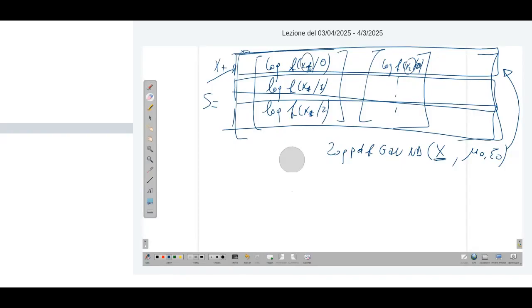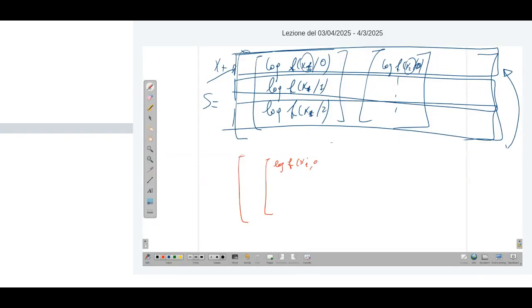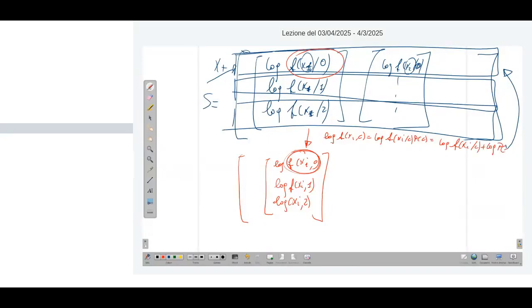Then, once we have computed the matrix of log densities, or log likelihoods, we need to compute the matrix whose columns are the log joint densities. How do we compute the matrix of log joint densities? Well, for one column vector, the log of the joint is equal to what? Log of the conditional times the prior, which is log of the conditional plus log of the prior.